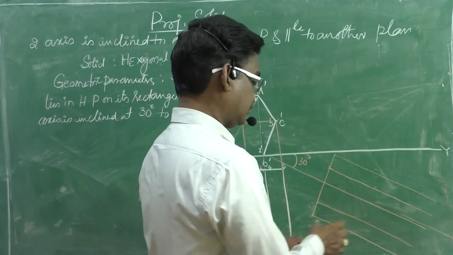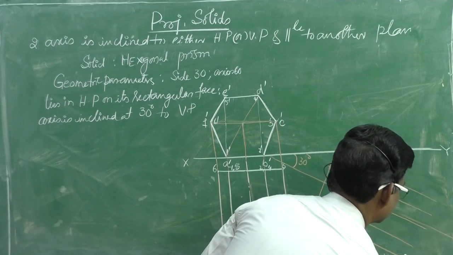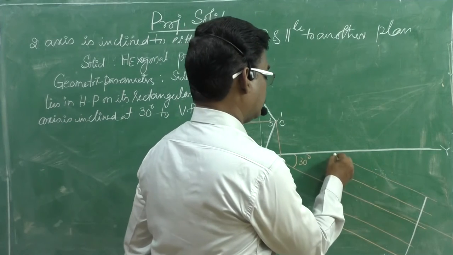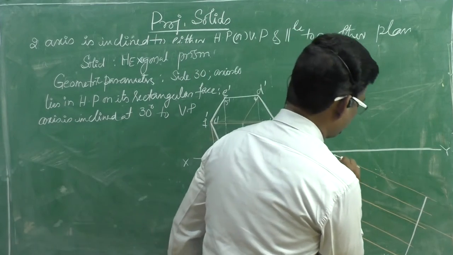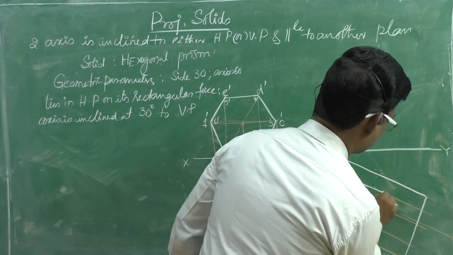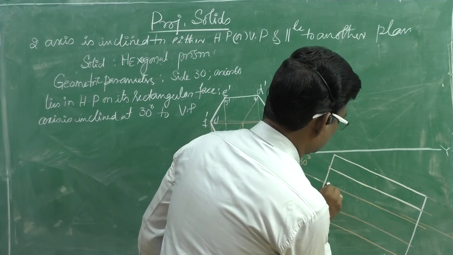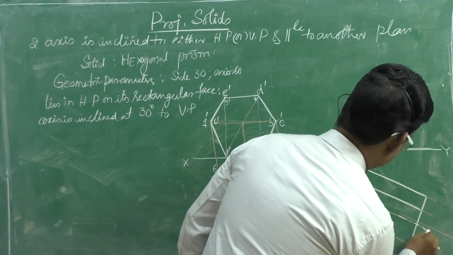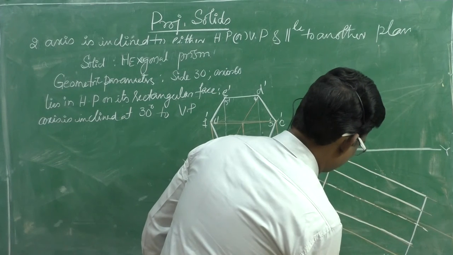Okay, and this is the axis length, up to this 50, we need to draw the other face. Okay. Now darken the visible faces or visible edges. This is visible edge. This is also visible edge. And this is axis. This is visible edge. This is visible edge.